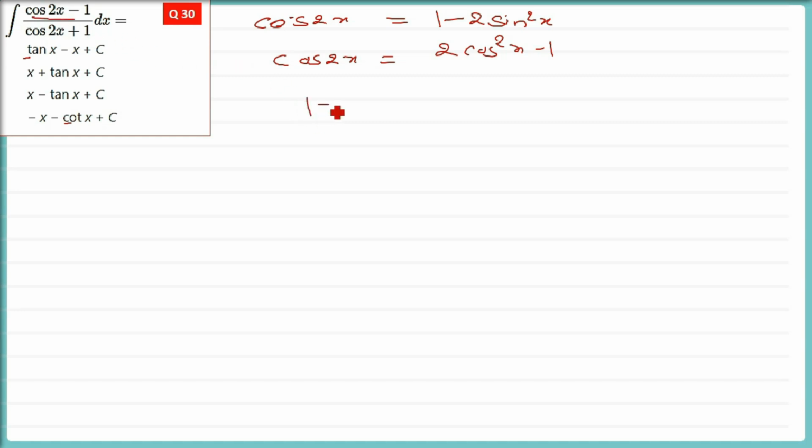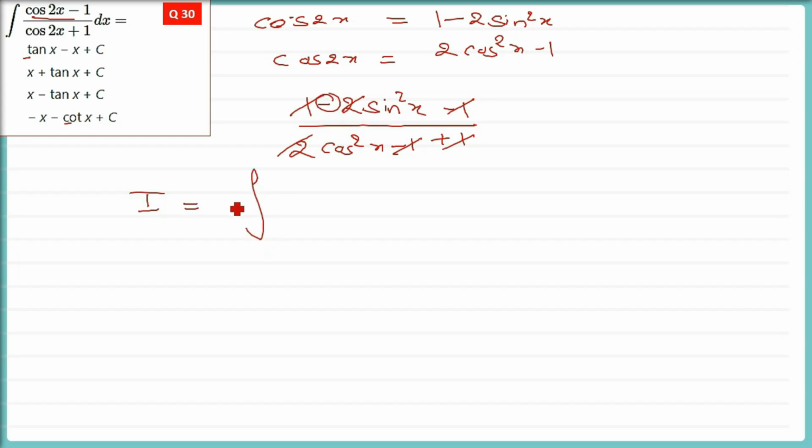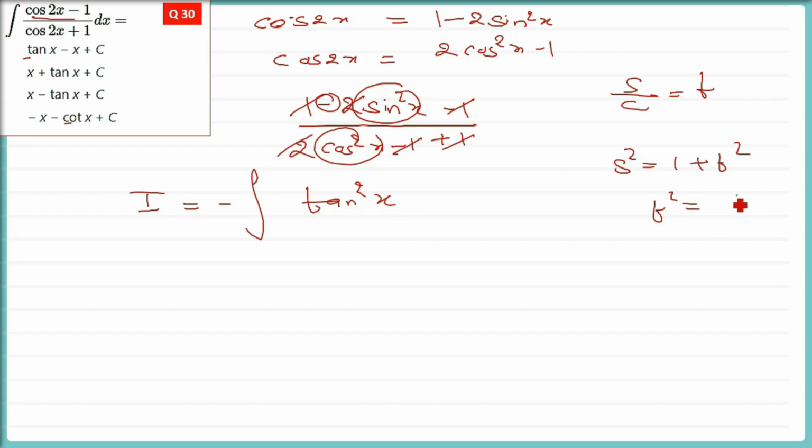Let's put it here. In place of cos 2x, I am writing 1 minus 2 sine square x, so minus 1 is there. In the denominator, cos 2x we write as 2 cos square x minus 1, and then we have a plus 1 also. What do you get? 1 and 1 get cancelled in the numerator as well as the denominator. 2 also gets cancelled. Only negative sine square x by cos square x will remain. So I am taking this negative outside the integral. Sin square x by cos square x can be written as sin x by cos x whole square. Sin x by cos x is tan x, so we can write it as tan square x. And sec square x is 1 plus tan square x. In place of tan square x, you can write it as sec square x minus 1.